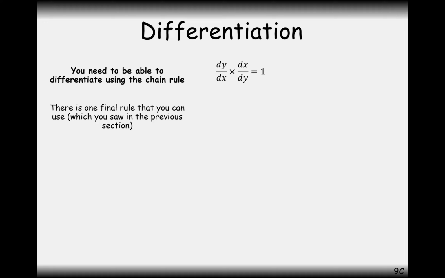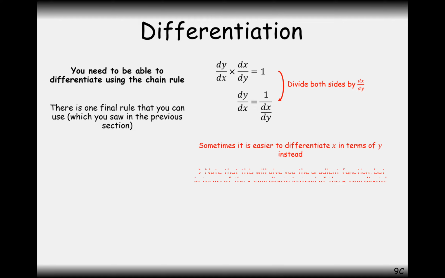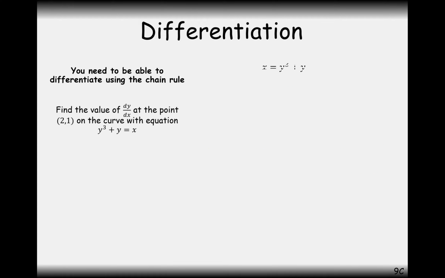So there's one final quick rule that we're going to have a look at here, and it is the dx by dy rule. So if you've got a function in terms of y, x equals something to do with y, then one thing you can do is do dx by dy instead of dy by dx. So effectively like swapping the letters round. So you're differentiating the x function with respect to y.